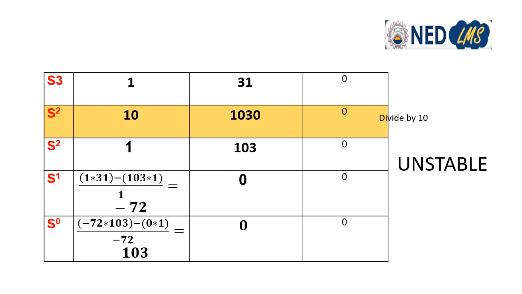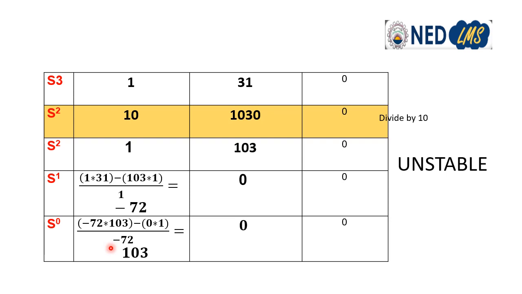Sign change means that the system is unstable. We can see here clearly that there are two sign changes in the first column. From the s square row, it is plus 1 in the first column, and in the s raised to the power 1 row, this is minus 72. There is a sign change from positive 1 to minus 72. And then in the s raised to the power 0 row, it is plus 103. So again there is a sign change from minus 72 to plus 103.